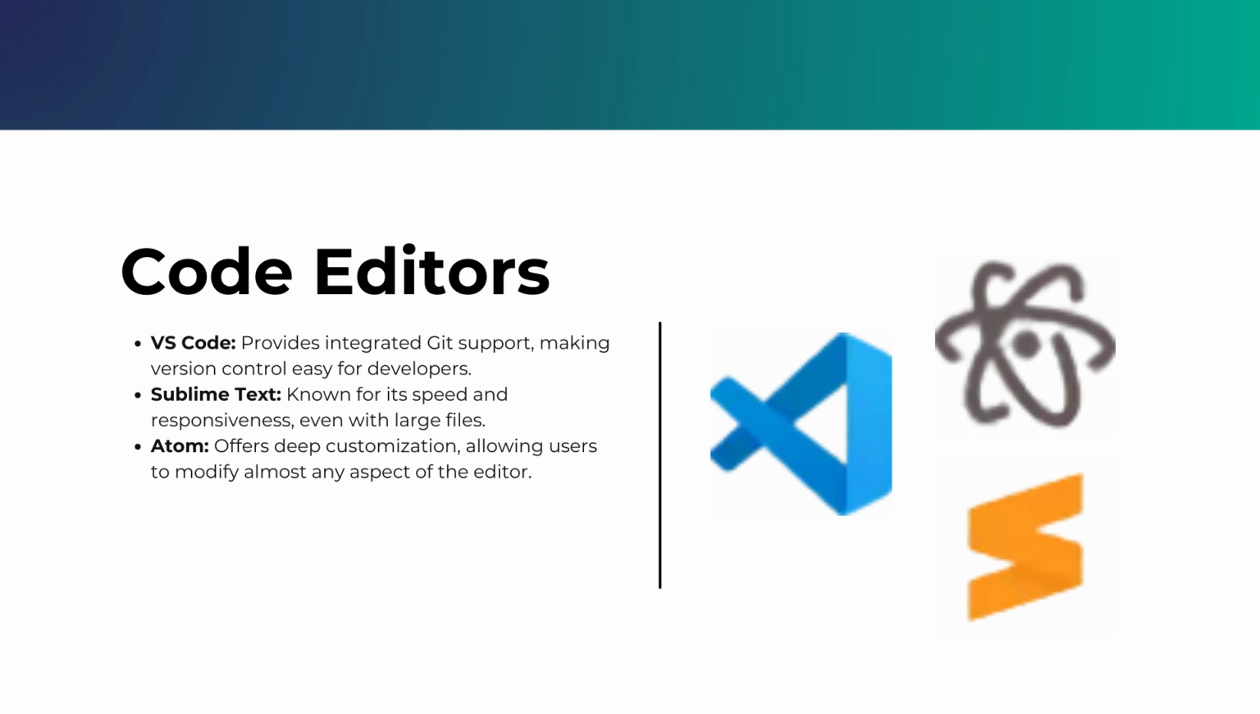Visual Studio Code, or VS Code, is by far the most widely used code editor today, especially for web development. It's lightweight, powerful, and supports a huge range of extensions to customize your workflow. Sublime Text is known for its speed, while Atom, developed by GitHub, is another solid choice for developers who enjoy open-source tools. But for this series, we'll focus on setting up VS Code.